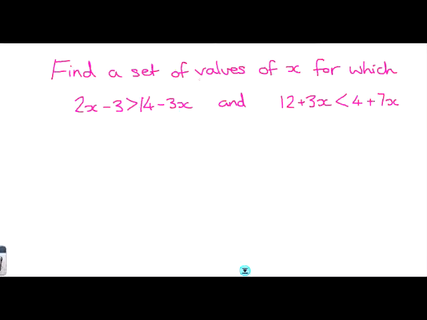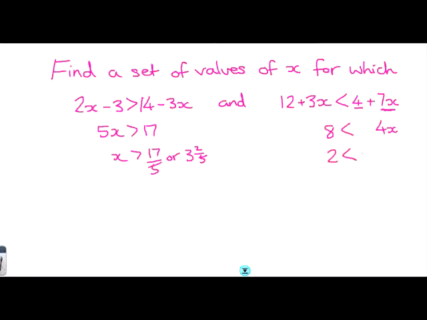So do exactly the same process. So that's going to be 5x is more than 17. So x is more than 17 over 5, or 3 2/5. Okay, we collect the x's on this side. So we're going to have 4x. So we're getting rid of this 4. So take away 4, we get 8.